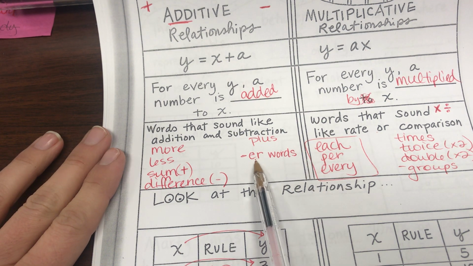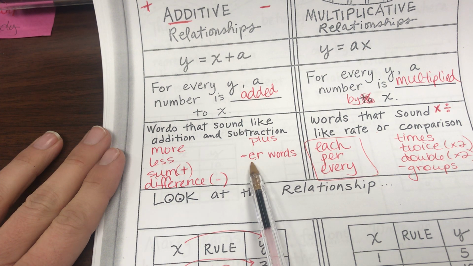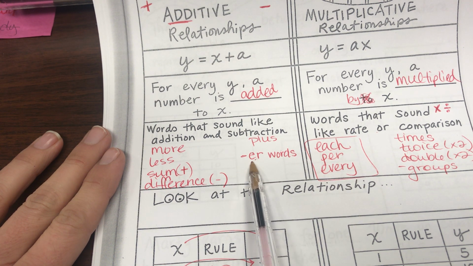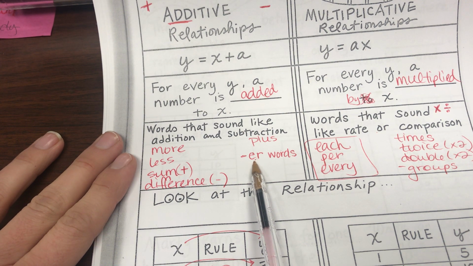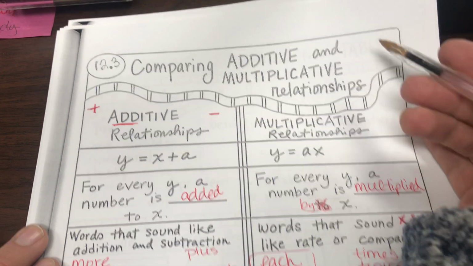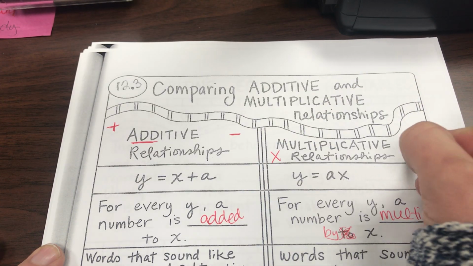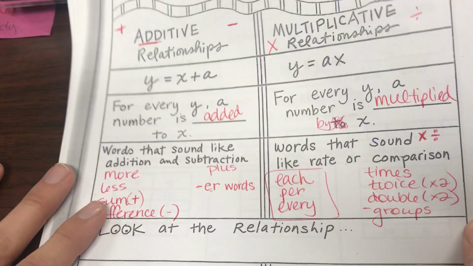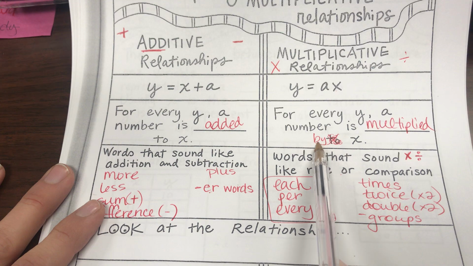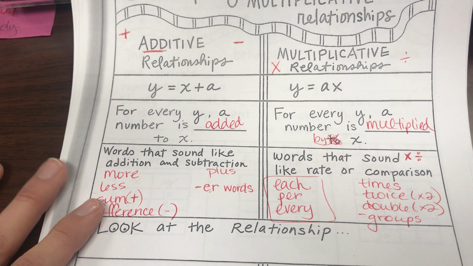So what I mean by ER words are words that end in ER, like faster, slower, shorter, younger, older. Most of the time, if they're not coupled with one of these words, then they mean it's an addition or subtraction relationship. Okay? Multiplicative relationships is exactly what it sounds like. We're either multiplying or we're dividing. So for every y, a number is multiplied by x.